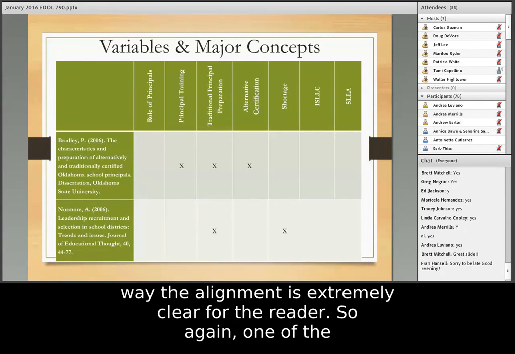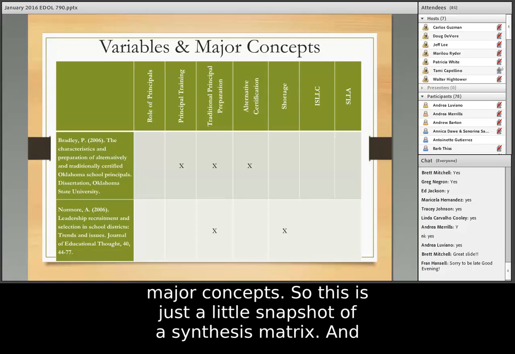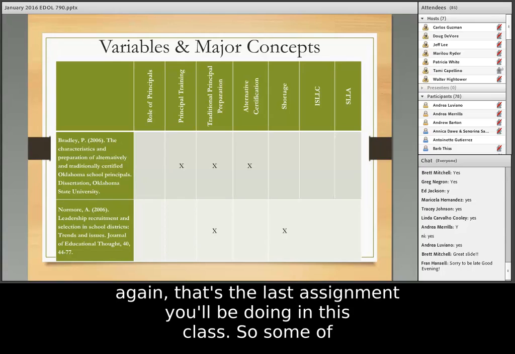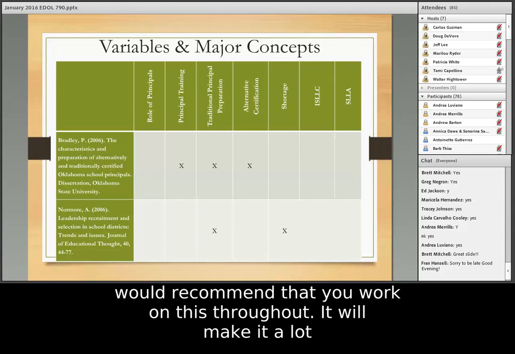So again, one of the pieces that should be included in your funnel are the major variables and major concepts. So this is just a little snapshot of a synthesis matrix. And again, that's the last assignment you're going to be doing in this class. So some of you may have already started this. Others may be saving it till the end. I would recommend that you work on this throughout.